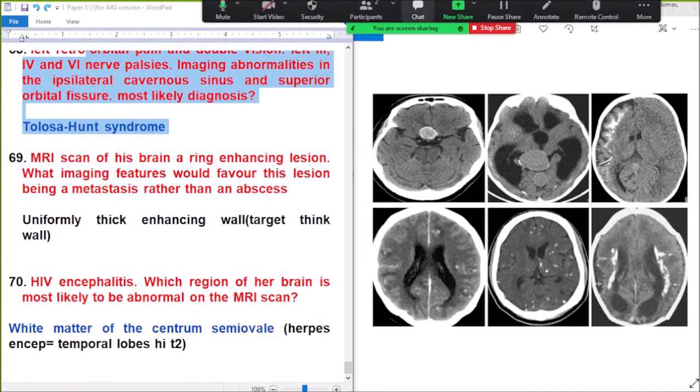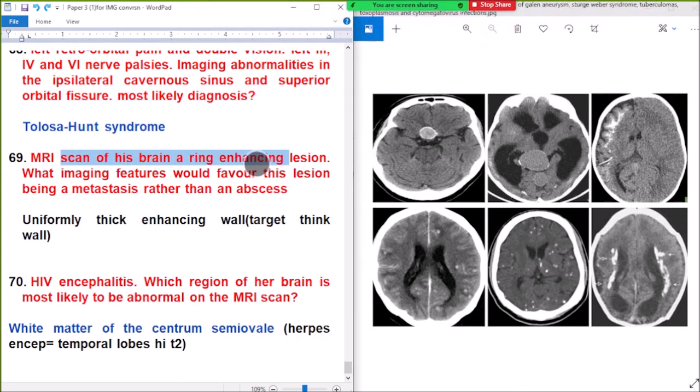Question 69. MRI scan of his brain shows a ring enhancing lesion. Which MRI feature clears this lesion to be a metastasis rather than an abscess? Uniformly thick enhancing wall. Which MRI feature would favor this lesion being a metastasis rather than an abscess? Uniformly thick enhancing wall.